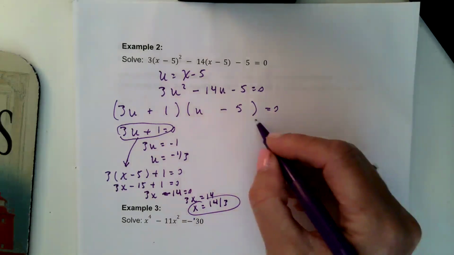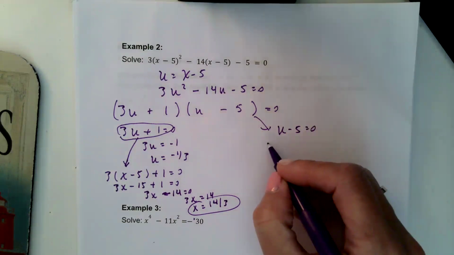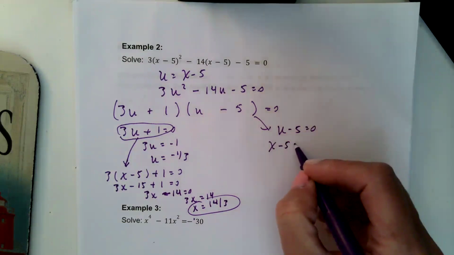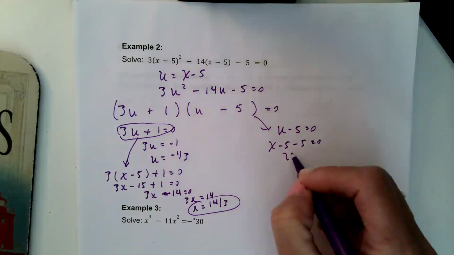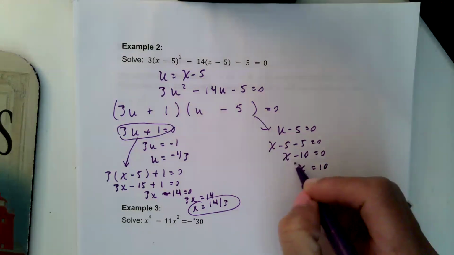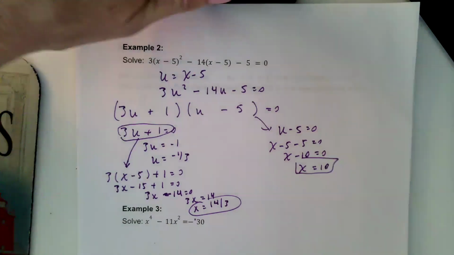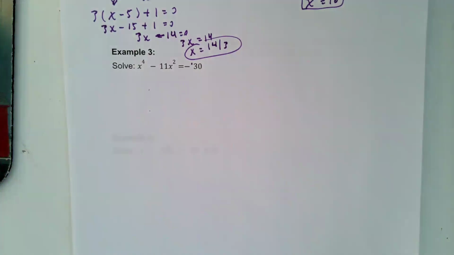And then over here, we have u minus 5 equals 0. If we put x minus 5 back in for u, we have x minus 10 equals 0. So x could equal 10. Those are our two solutions. So let's look at example 3.